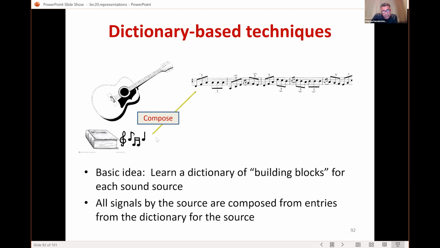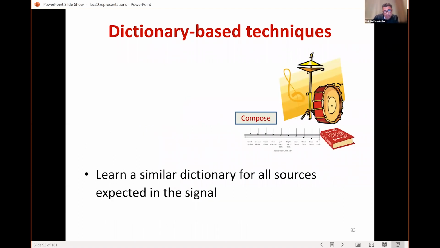for each source. So I'd have a collection of training data for, say, the guitar, and I learn a model which can only generate sounds from the guitar that sound like the guitar. Then similarly, I'd have a collection of training data from the drums, and then I'd learn a model which can only generate data that sound like the drums.